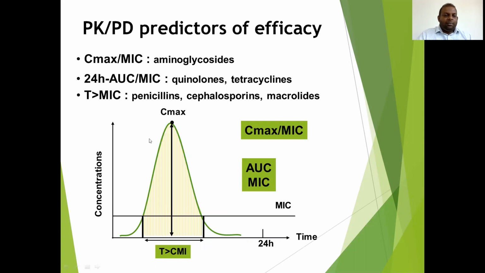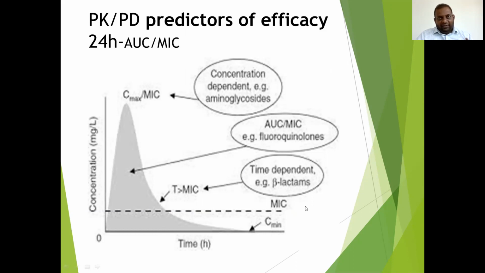Okay, the other concept is about time dependent killing. It applies to beta-lactams, macrolides and cephalosporins. Here the aim is, we know a particular MIC, same thing. We'll say we are going to give penicillin for Streptococcus pyogenes bacteria. So penicillin should reach the blood, because Streptococcus pyogenes is in the blood. The MIC is 0.5 milligram per liter. So we give a penicillin dose, and usually it is given 6 hourly or 8 hourly. We'll say 8 hourly we are giving.